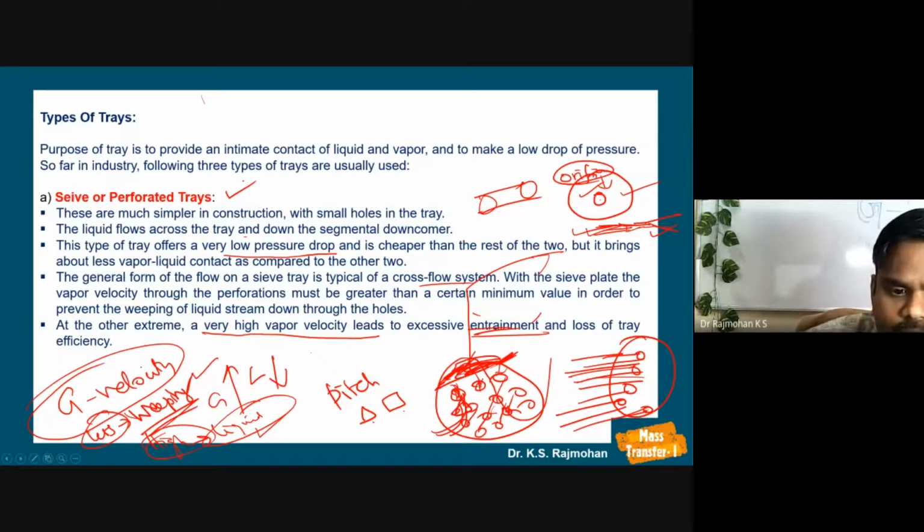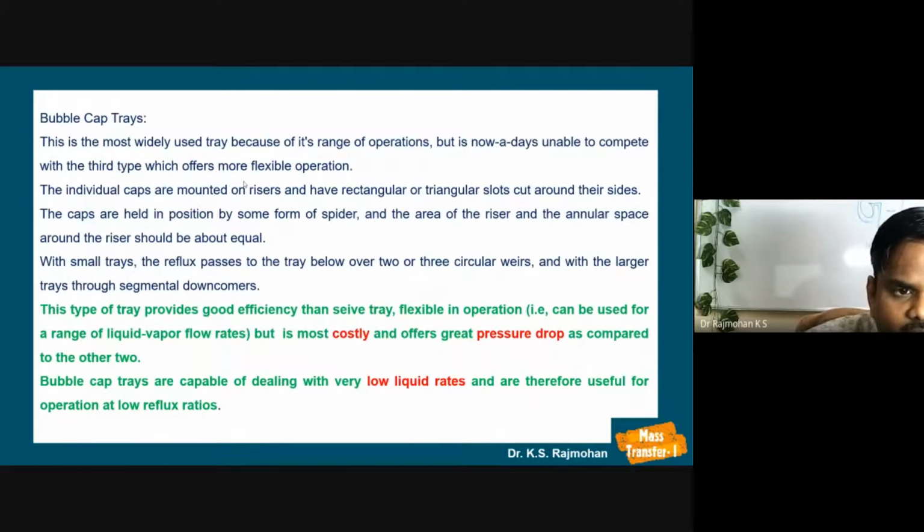Okay, so to overcome this weeping, we have a better design. For that, we go for a bubble cap column. This is the most widely used tray because of its range of operations, but it is nowadays unable to compete with the third type, which offers more flexible operations. Okay, so that is called valve trays. We will discuss that later.